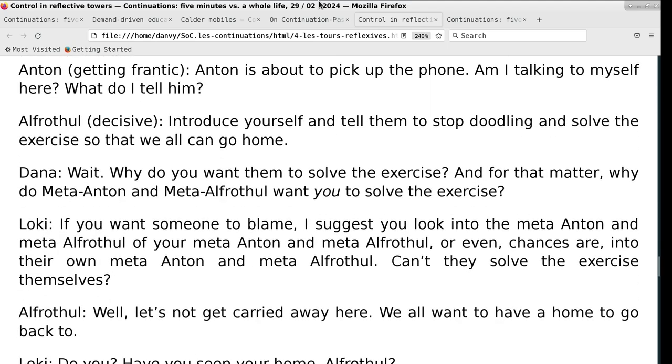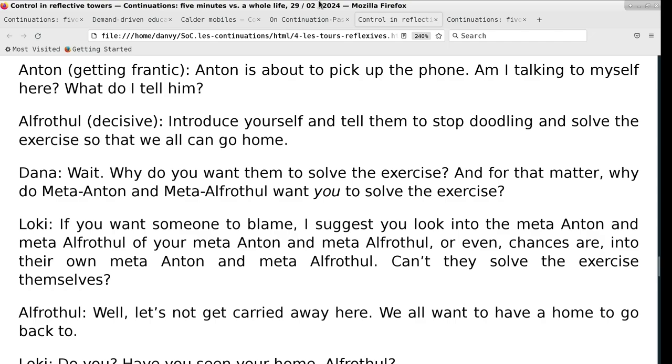Anton is about to pick up the phone. Am I talking to myself here? What do I tell him? Introduce yourself and tell them to stop doodling and solve the exercise so that we can all go home. Why do you want them to solve the exercise? And for that matter, why do Meta Anton and Meta Pro 2 not want you to solve the exercise? If you want someone to blame, I suggest you look into the Meta Anton and Meta Pro 2 group of your Meta Anton and Meta Pro 2 group. Or even, chances are, into their own Meta Anton and Meta Pro 2 group.